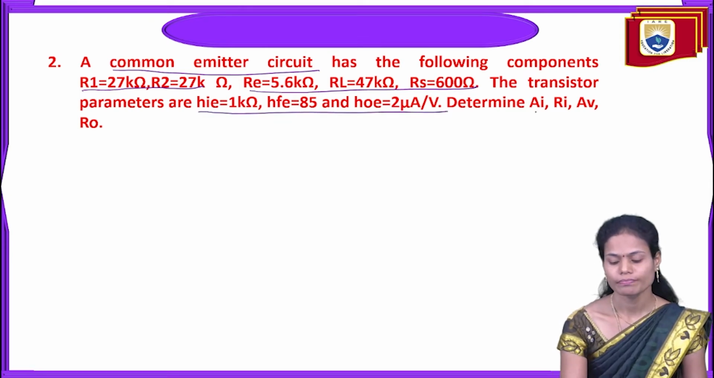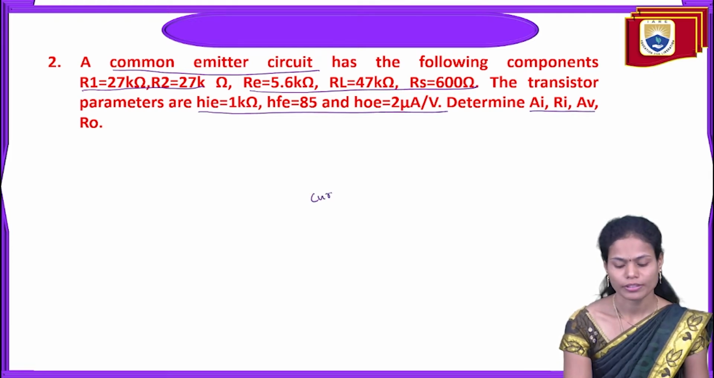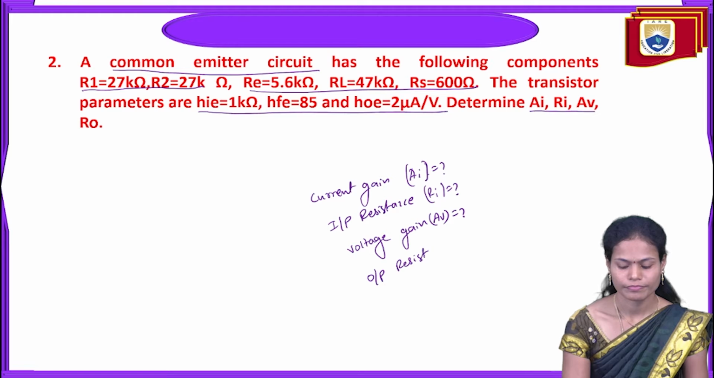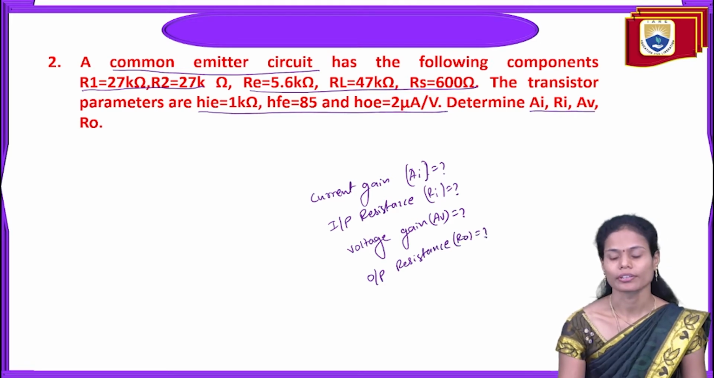And in this case also, we need to solve all the amplifier parameters, that is current gain, AI, how much, and the input resistance, RI, how much we need to calculate, and the voltage gain, AV, as well as the output resistance, R naught, also we need to calculate here.